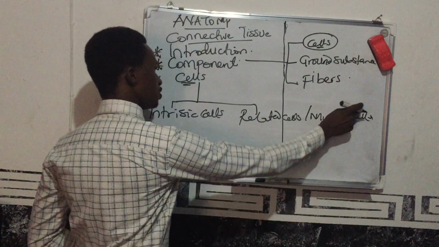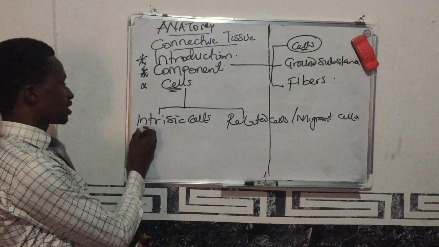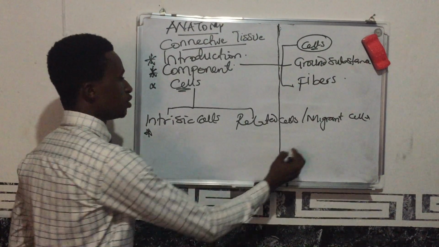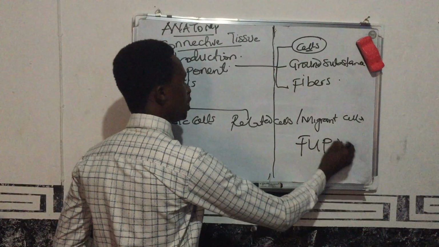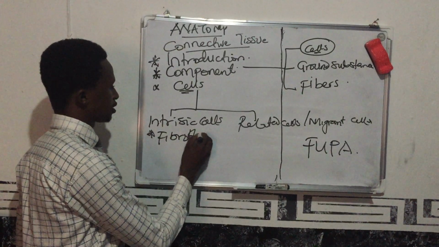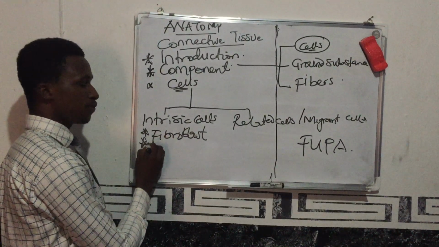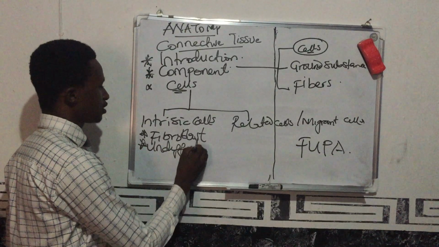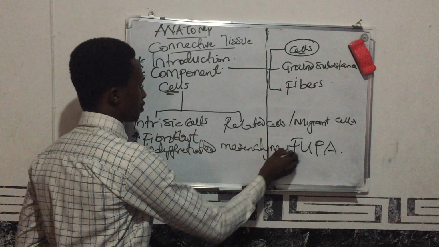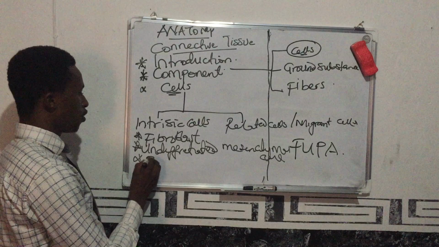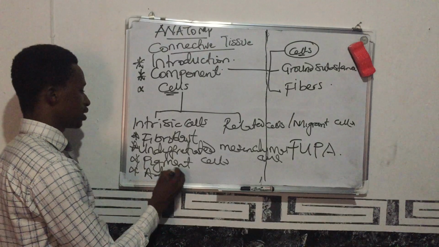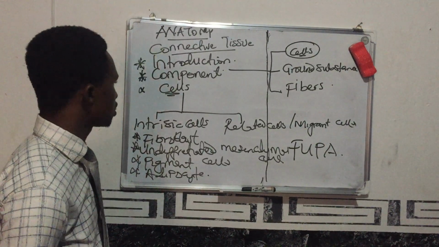Now, under the intrinsic cells of connective tissue, we have 4 major cells, which you can remember by a mnemonic known as FUPA, F-U-P-A. F stands for fibroblasts. U stands for undifferentiated mesenchymal cells. P stands for pigment cells, and A stands for adipocytes. These are the 4 intrinsic cells of connective tissue.